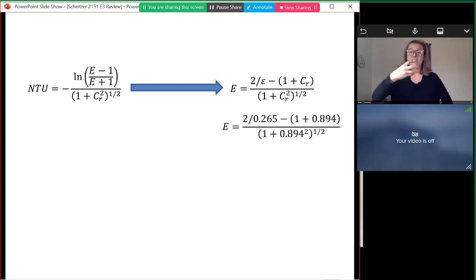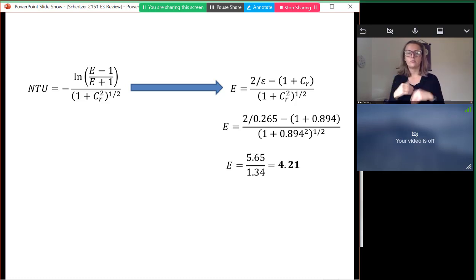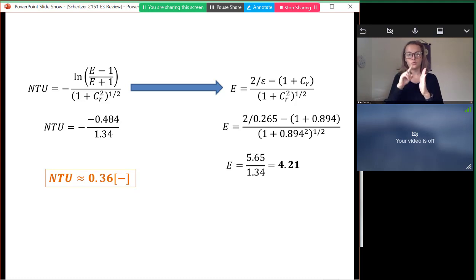Well, I'm not going to read the math to you, right? But I know all these values because I know the effectiveness and I know C sub R. So I put this into my calculator and I get that big E is equal to 4.2. I put that into my expression here for NTU, right? And I get that NTU is equal to 0.36.